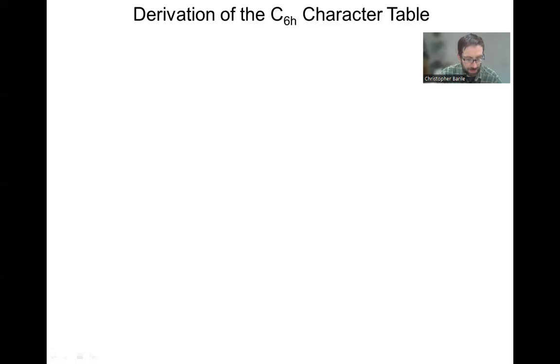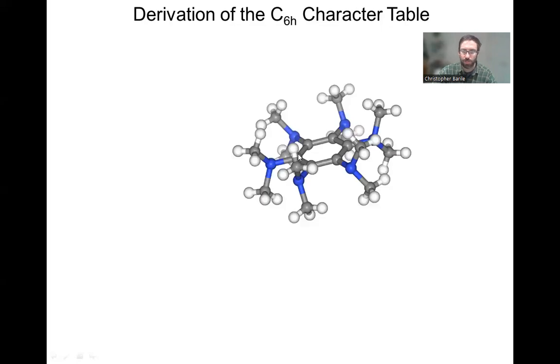All right, so in this video series, we are going to be deriving the C6h character table. I've gone through and done the other CnH character tables with n being less than 6, greater than 1. A lot of the same patterns are going to emerge here for this character table, but there are more symmetry operations. Here's an example of a molecule we could use to visualize.